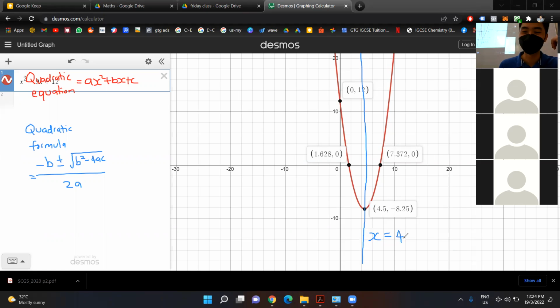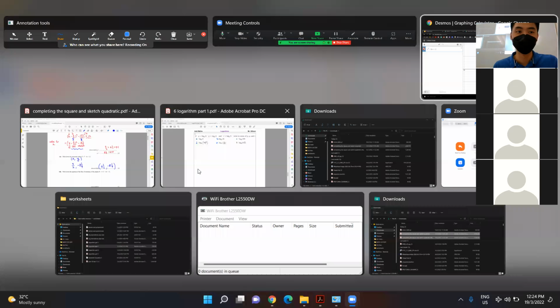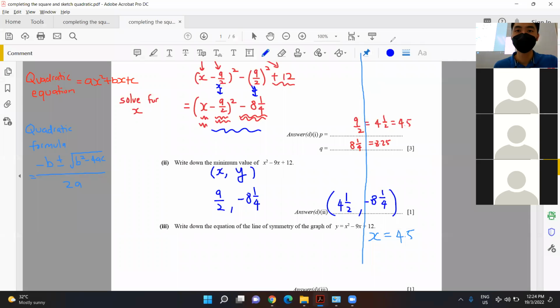the line is 4.5 already because this is the line of symmetry for 4.5. The minimum point is where you cut the graph into exactly half. So the line of symmetry, that means if you fold the graph together, it will become overlapping on each other. So the minimum point, the line of symmetry, is going to be x.